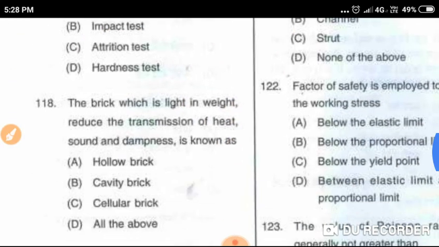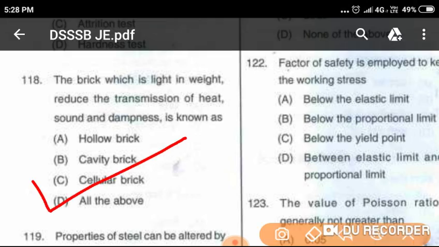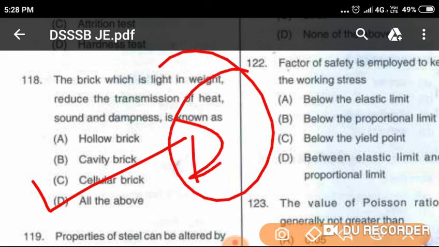118. The brick which is light in weight and reduces the transmission of heat, sound and dampness is known as: option A hollow brick, option B cavity brick, option C cellular brick, option D all the above. So the brick which is light in weight and reduces the transmission of heat, sound and dampness is known as all the above, that is option D is the correct answer.